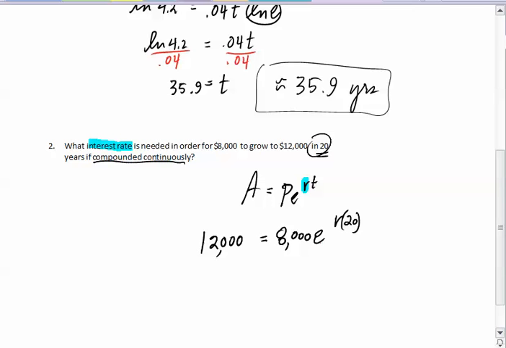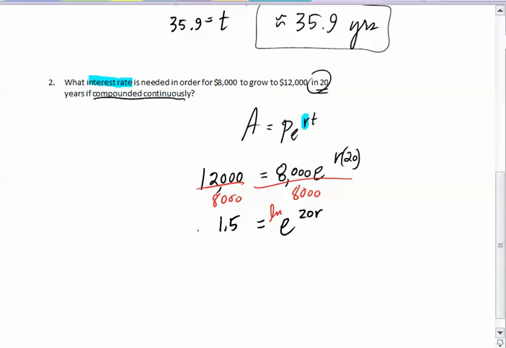As before, we need to divide by 8,000, and that's going to be 1.5 is equal to e to the 20r. Now I'm going to take the log of both sides, natural log, because there's an e showing. 20r natural log of e, which is just the number 1, so I don't really even need to write that. And then I have natural log of 1.5. And I'm going to finish by dividing by 20.